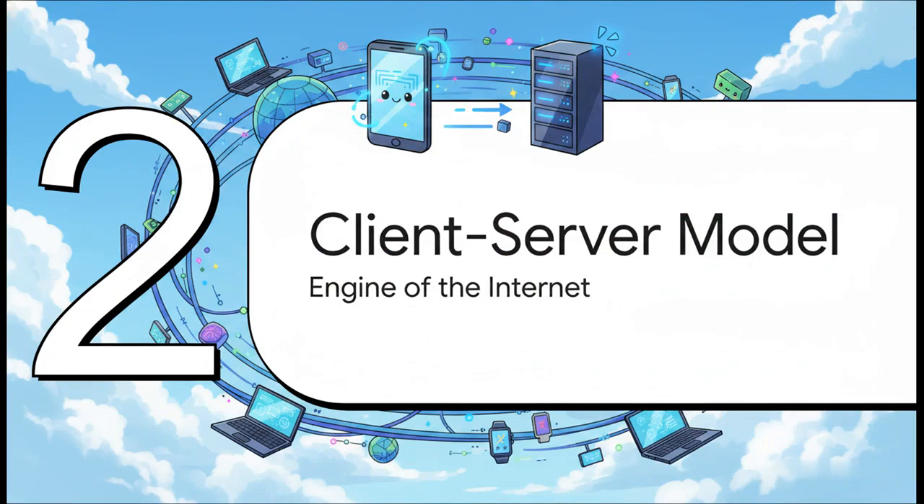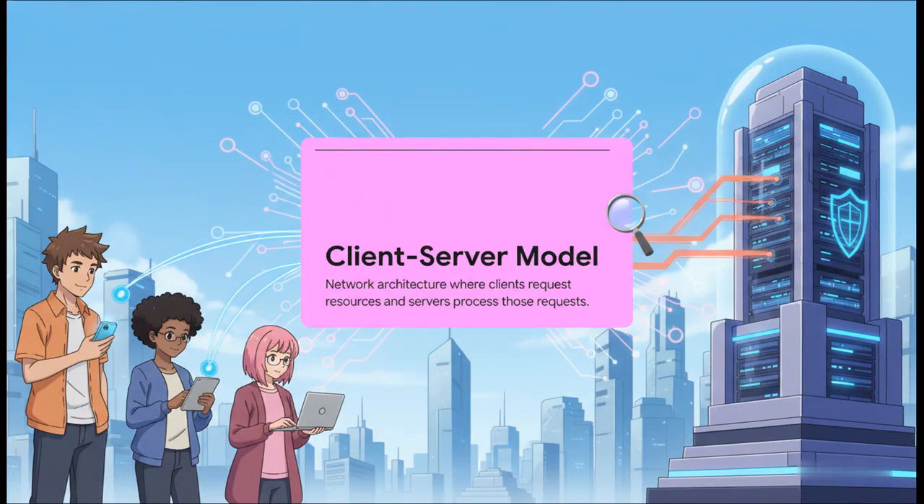Moving right along to section 2, the client-server model. This is the true engine of the internet. The client-server model is basically the fundamental request and response cycle that governs almost all web traffic today. Clients request the resources, and the servers process those requests and deliver the data back. Emphasizing this centralized management is super important, because having the server control the data dramatically improves security, consistency, and overall reliability across the whole network.